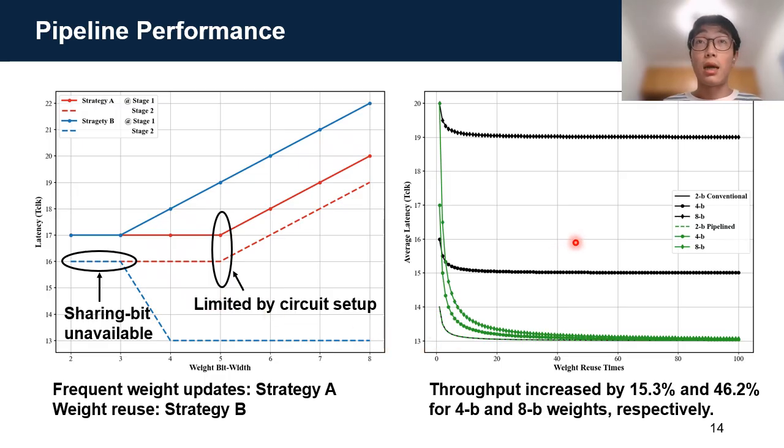On the right side is the performance comparison between the conventional ones and the pipeline ones, and the green is the pipeline ones. The x-axis is the weight reuse times, and the y-axis is the average latency. We can see that the pipeline ones finally converge to 13 clock periods, which leads to the throughput increased by 15% for 4-bit weight and 46% for 8-bit weight, which is quite a lot.